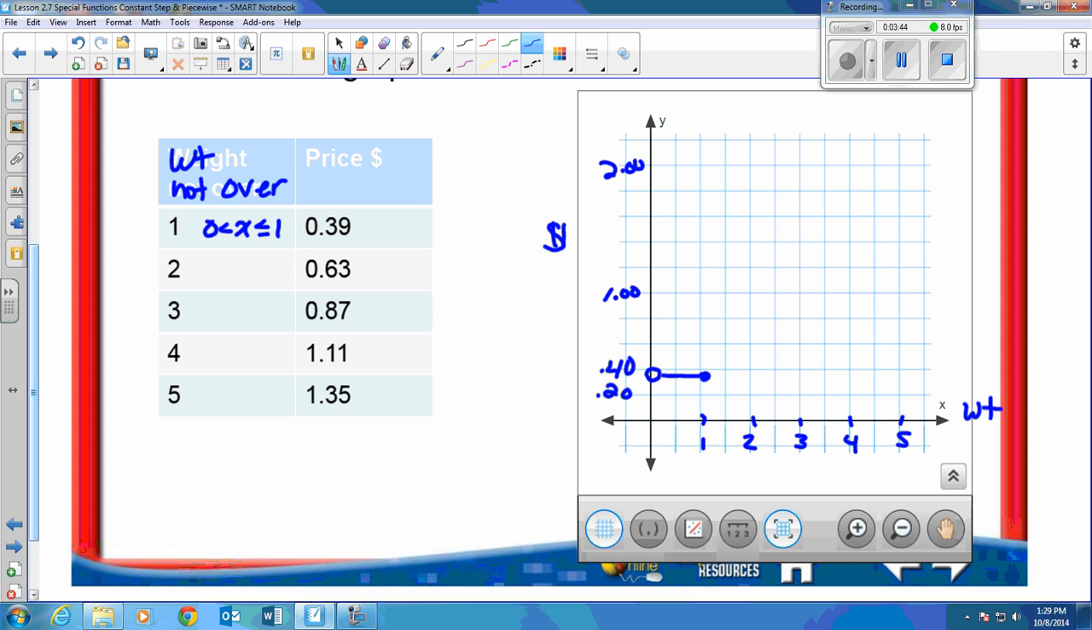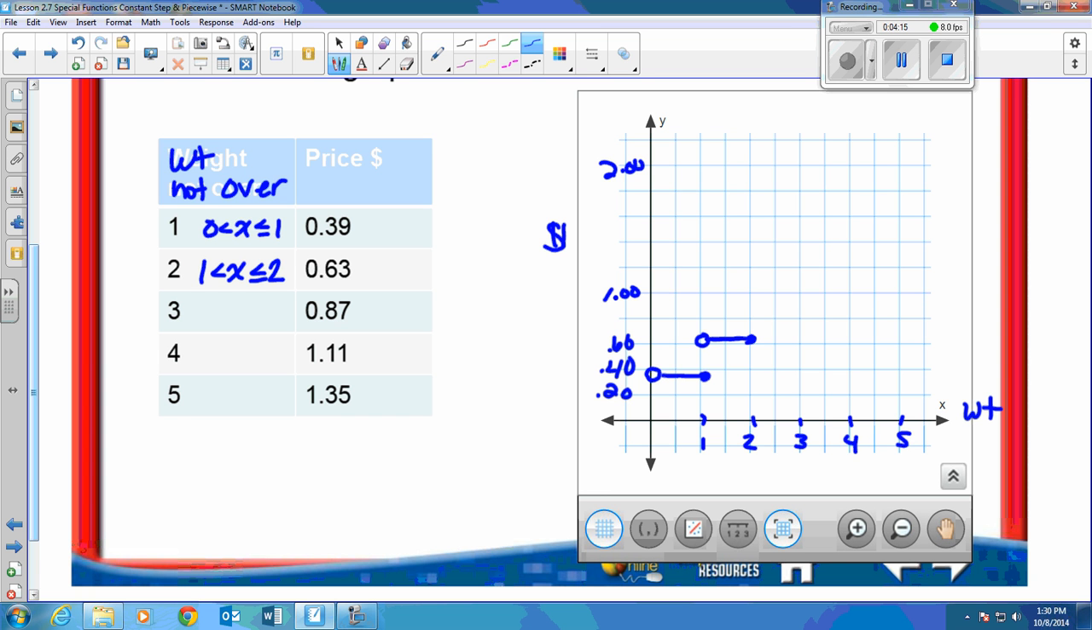The second I go over a pound, 1.00000000001 pounds, I will now pay 63 cents. So I jump up, here's 60, so 63 is going to be slightly above that. Open circle, flat line all the way to 2. Anything greater than 1, less than or equal to 2 pounds is 63 cents. A weight not over 2 means anything greater than 1, less than or equal to 2.